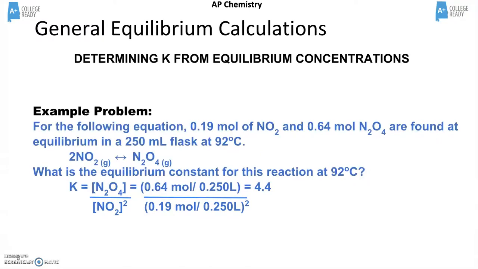All right, so let's get down to it. Let's break out our calculators and look at some math. First practice problem is determining K from equilibrium concentrations. So pay attention to the wording.